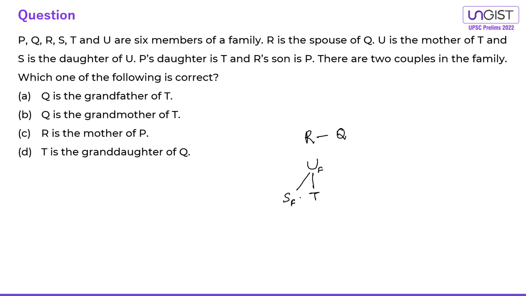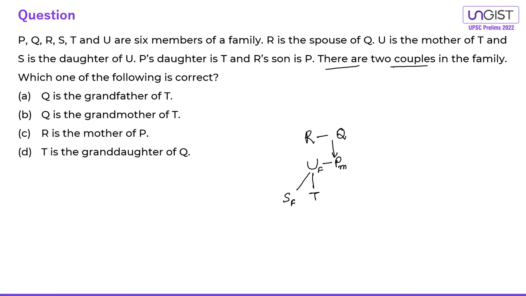After that, P's daughter is T. It means U and P are husband and wife. Here, P is male, the husband, and U is the wife, female. P's daughter is T and R's son is P. R's son is P. It means what? R and Q are husband and wife and their son is P. So, there are two couples in the family.